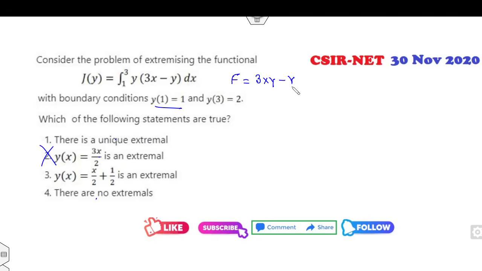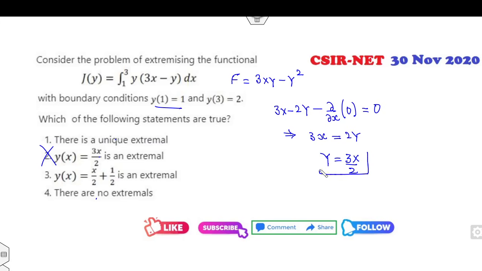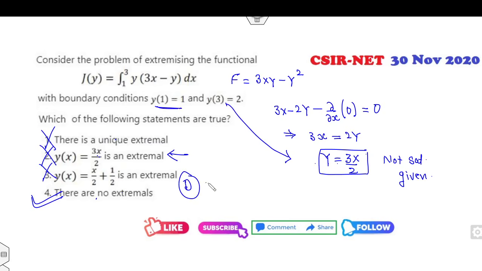F will be 3xy minus y square. So look at that, partial derivative with respect to y minus derivative of the partial derivative with respect to y dash. So that means 3x is equal to 2y. Y is equal to 3x over 2. But this is not the right answer, because this does not satisfy the given condition. So that means there is no extremal. The examiner has given you this because you have obtained this value, but this equation is not satisfied by the given condition. Therefore, no extremal is the right answer.